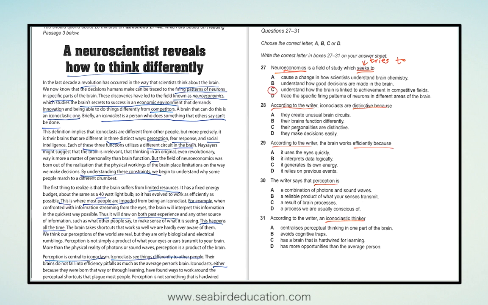Distinctive because different perception, fear response, social intelligence create unusual different circuits in the brain. The brains function differently. Each of these functions utilizes a different circuit in the brain. Be careful. Brains function differently.